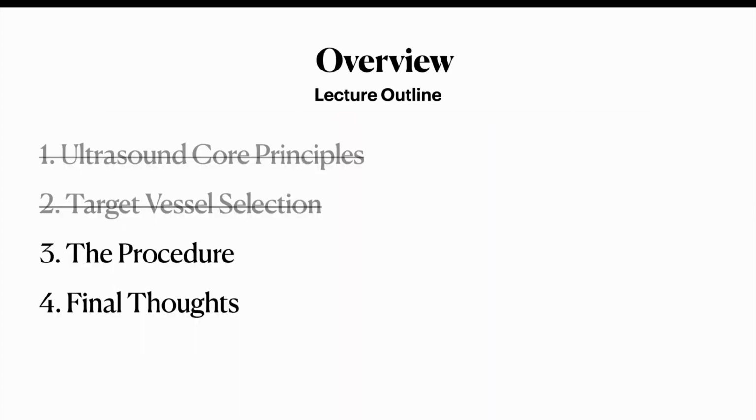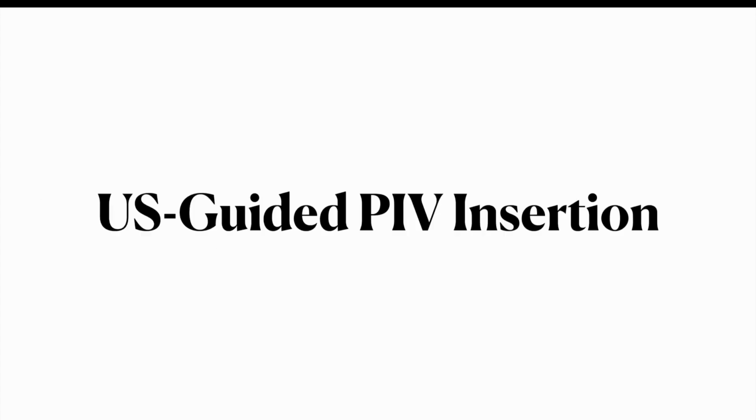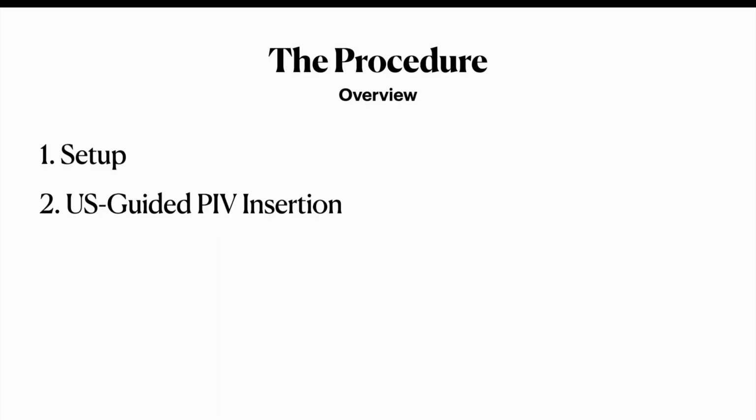Now that we know how to select our target and map it so it is oriented properly, we can move on to the procedure. It's time to apply the knowledge that we just covered, add a few key principles, and then you will be ready to practice this procedure on your own. We'll break this section down into two main parts. The first part is how you set up the patient in the room, which is crucially important. And then the second part will actually be the insertion of the IV itself.